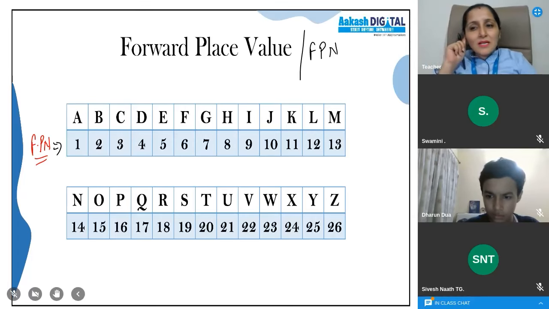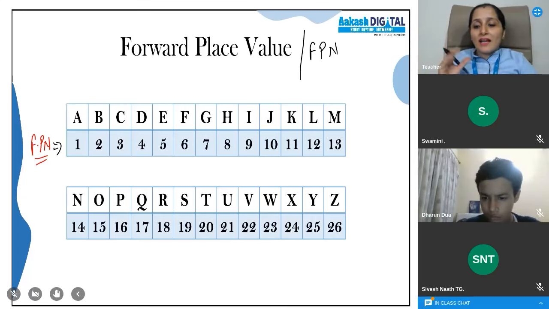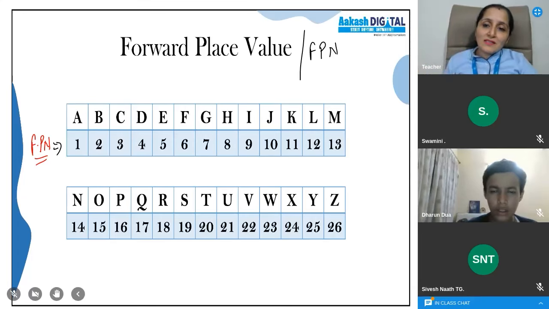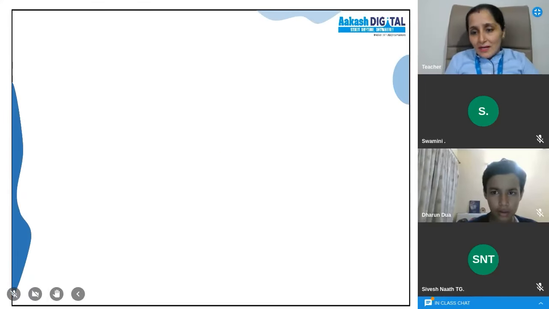But sometimes it feels difficult to memorize. So today I'm going to tell you a very good trick that will help you in some way to memorize these position numbers. So let's start.